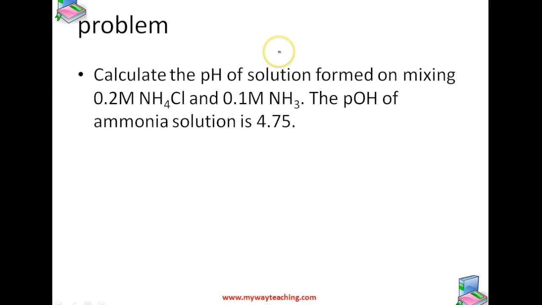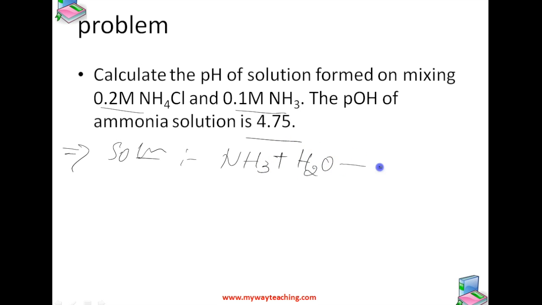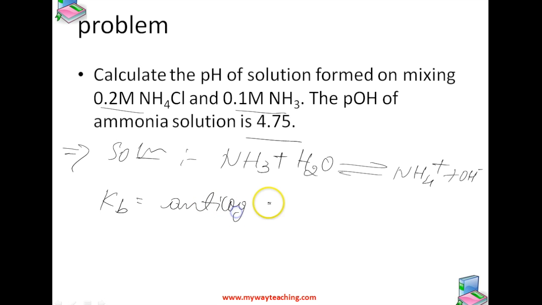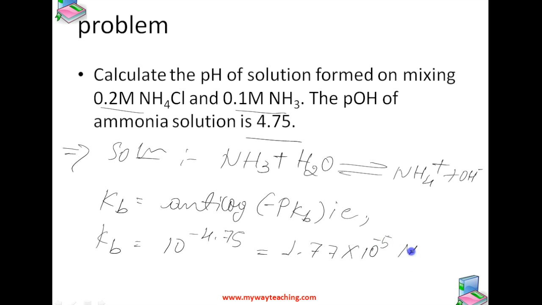Next problem: calculate the pH of the solution formed on mixing 0.2 mole NH4Cl and 0.1 mole NH3. The pKb of ammonia solution is 4.75. The solution is NH3 plus H2O gives NH4+ plus OH-. The ionization constant of NH3, Kb, is equal to the antilog of minus pKb, that is 10 raised to minus 4.75, equal to 1.77 into 10 raised to minus 5 mole.